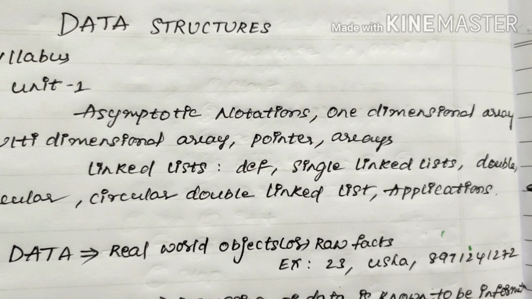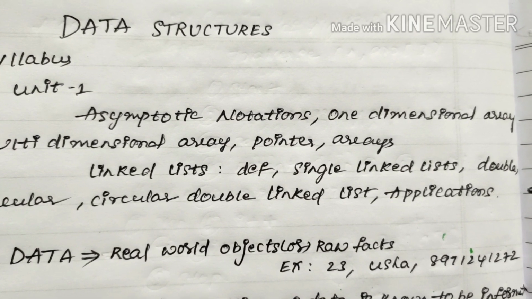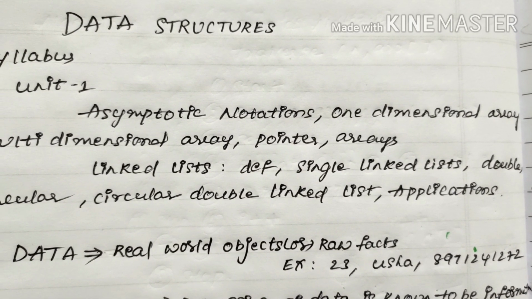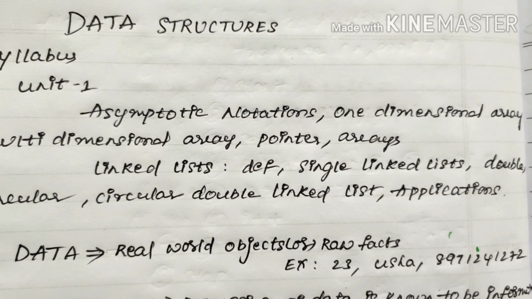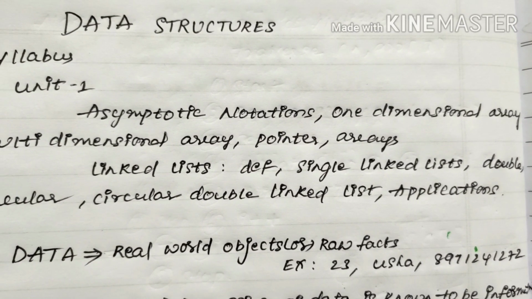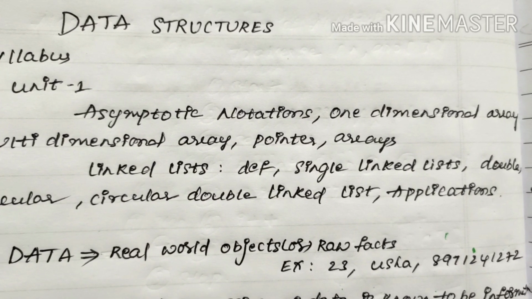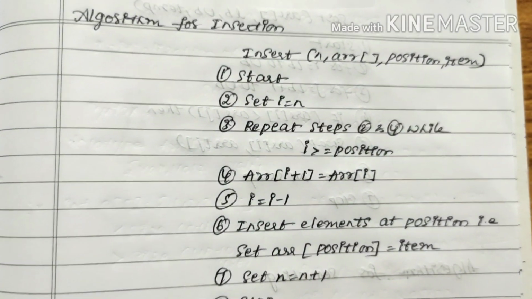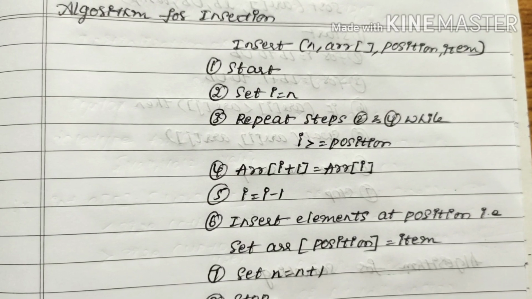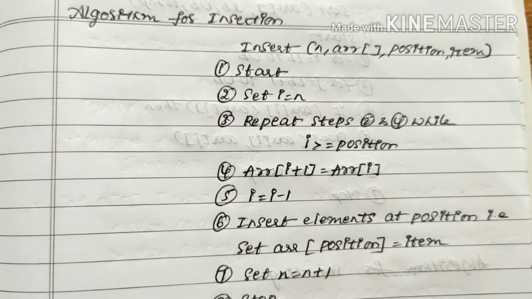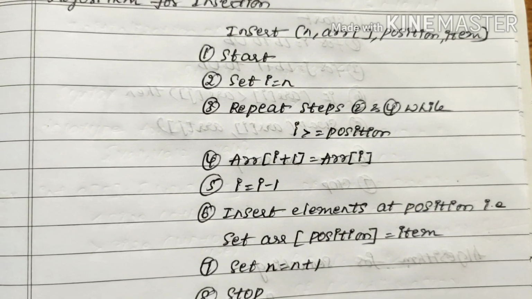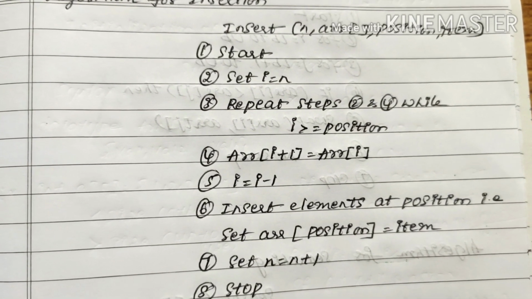Today we are going to continue the data structures part 2. If anyone didn't watch part 1, please go to part 1 and have a look at it so that we'll get a brief note. In part 1 we discussed the algorithm for traversing, that means visiting each element of an array, and now we are going to discuss the algorithm for insertion.